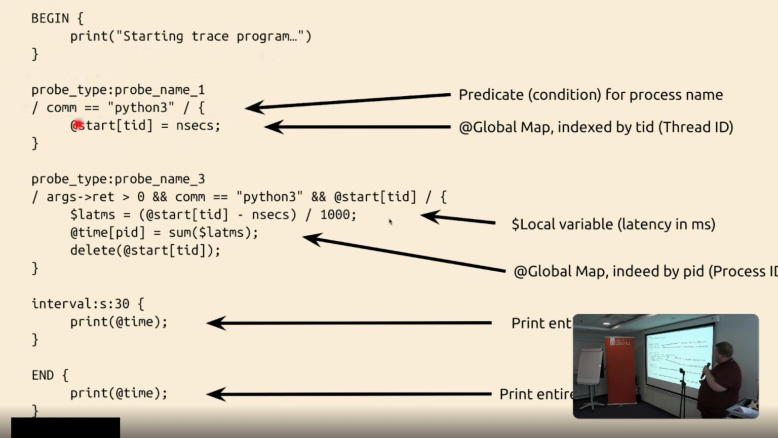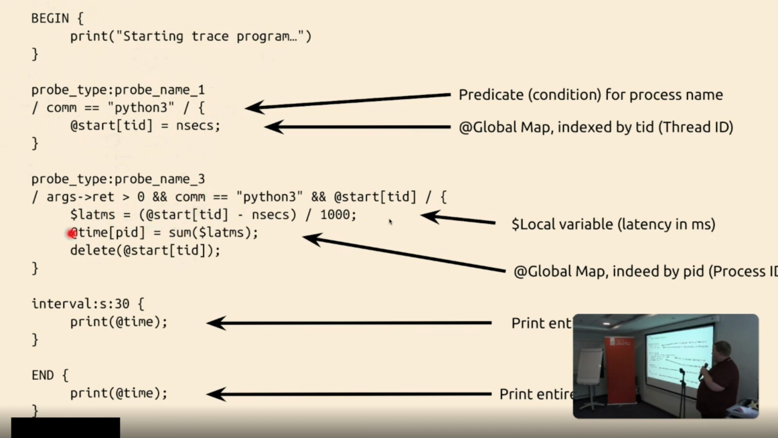We then have a couple kinds of variables. In this case, anything that starts with an @ is global. If it starts with $, it's a local variable. So I'm going to create a global map, which is like a hash or a dictionary indexed on the thread ID. And I'm going to store the nsecs, which is just the time that that event happened. So in this example, I'm going to probe one event and see what the time was when that event happened. I'm going to probe another event and then see what the difference in the time was, to calculate the latency between two different events.